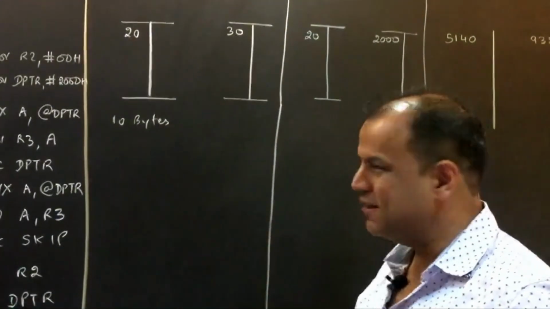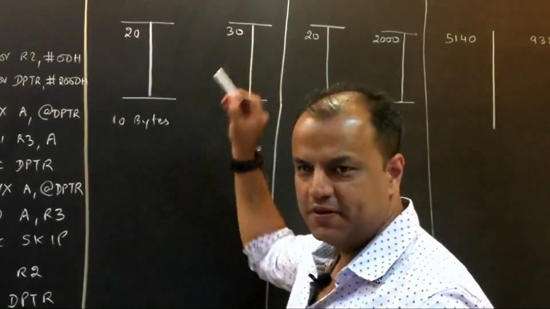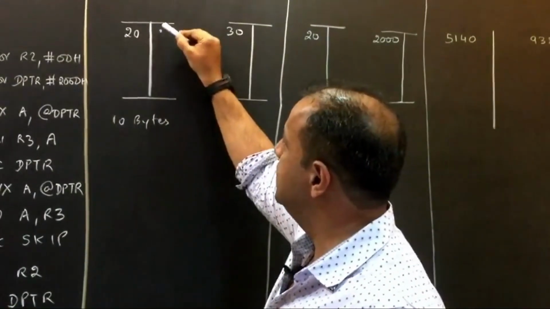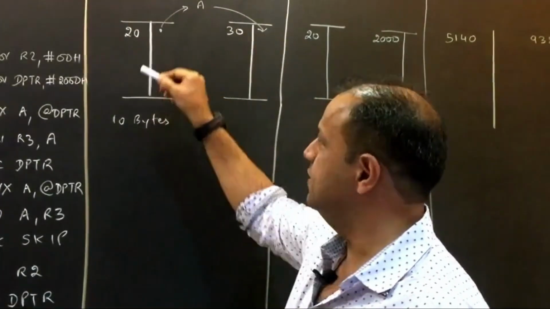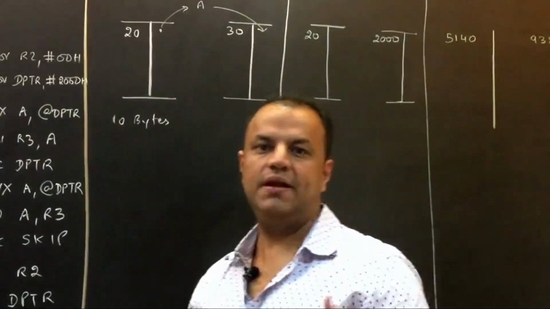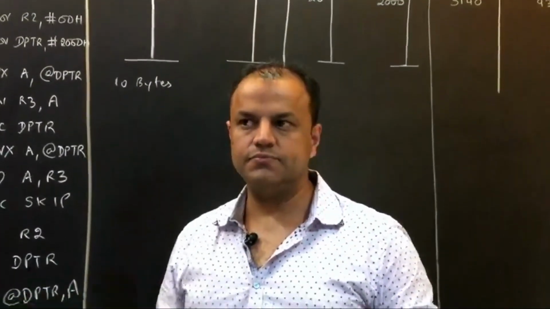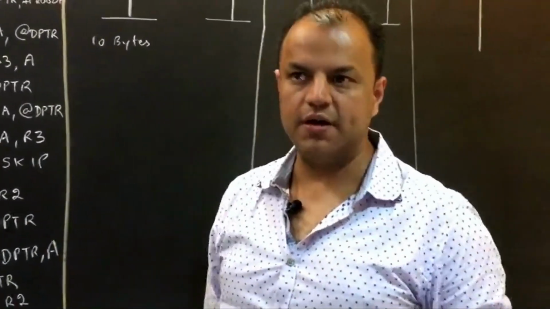So your block size is 10 bytes. This is internal RAM, this is internal RAM. What are you going to do? Take the data of location 20 into A, store it at location 30. Next time you want the same data or next data? Next data. So increment this and put it in a loop.